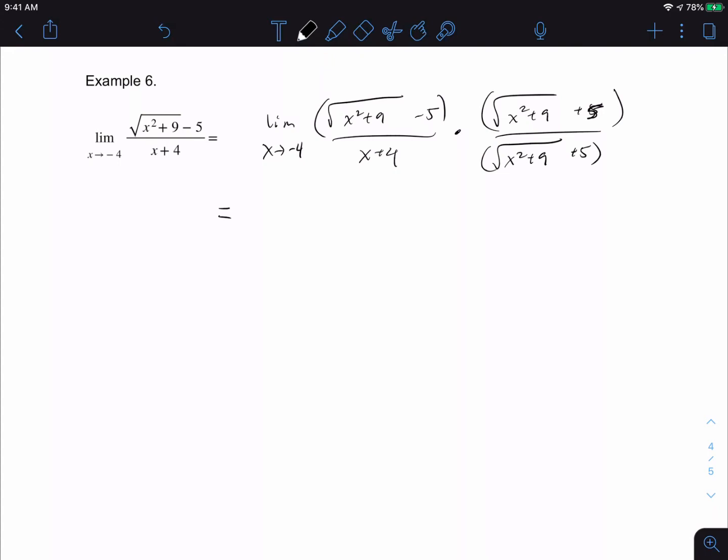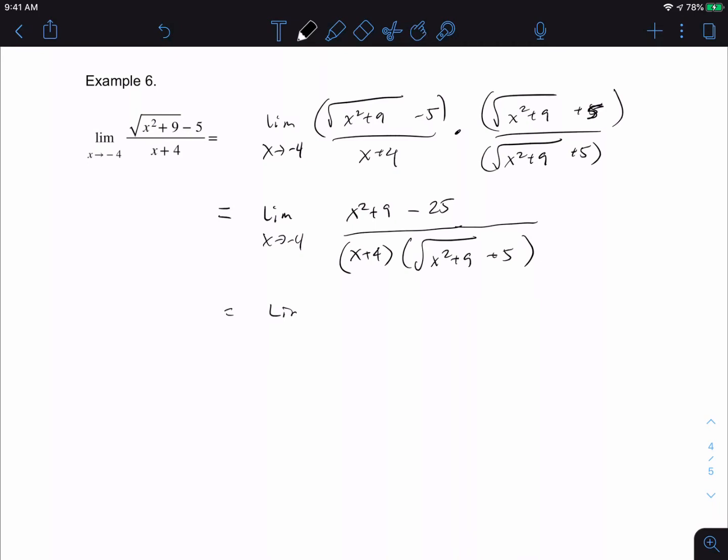So what's going to end up happening is, we can see that with the radical, it's a difference of squares, right? On top, it's the factors of a difference of squares. So the first term, the square root of x squared plus 9 squared, gets rid of the square root. So I'm going to get x squared plus 9 minus the 5 squared, which is going to give me 25. The denominator, I'm not going to mess with, because remember, I'm trying to get rid of that x plus 4.